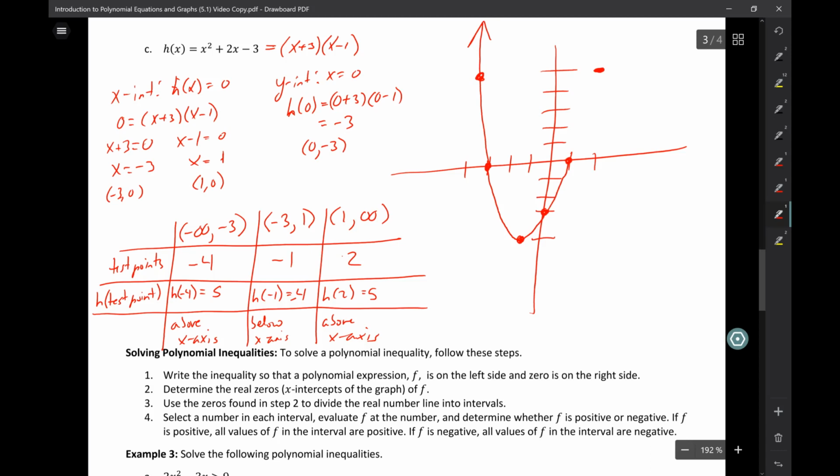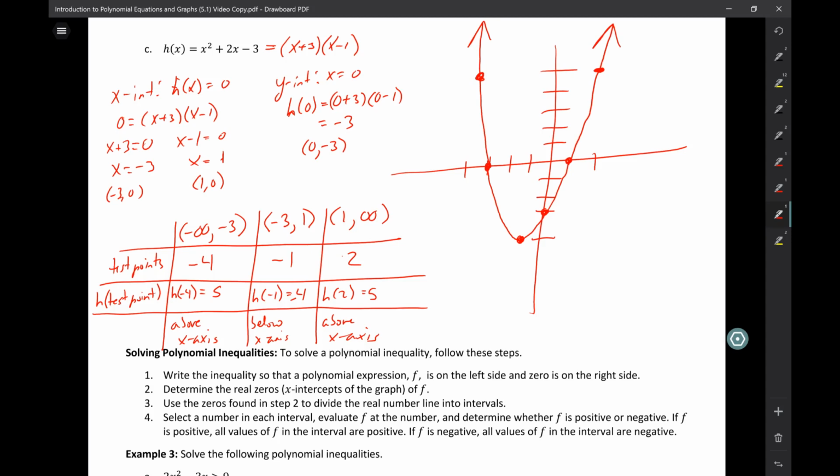And we know from negative 3 to 1, it must always be below the x-axis, so we know we've drawn that correctly. But then as soon as it crosses 1, it is always above the x-axis, and we know it has to go through this point, therefore it goes up like that. We have then graphed this polynomial function.